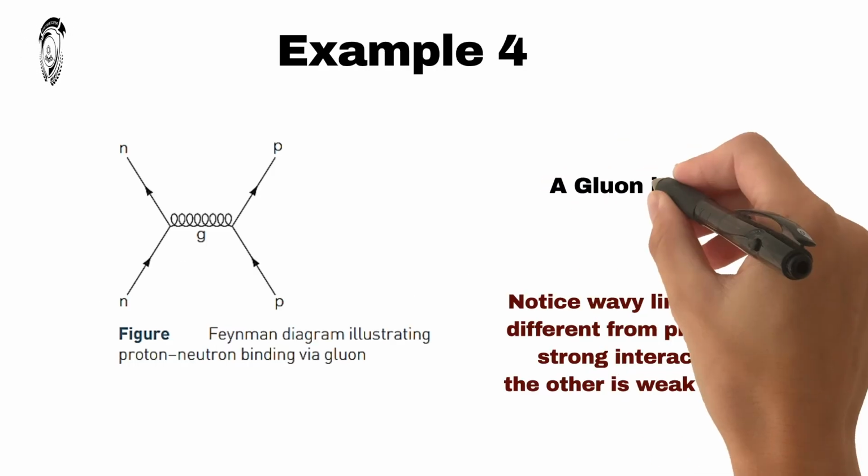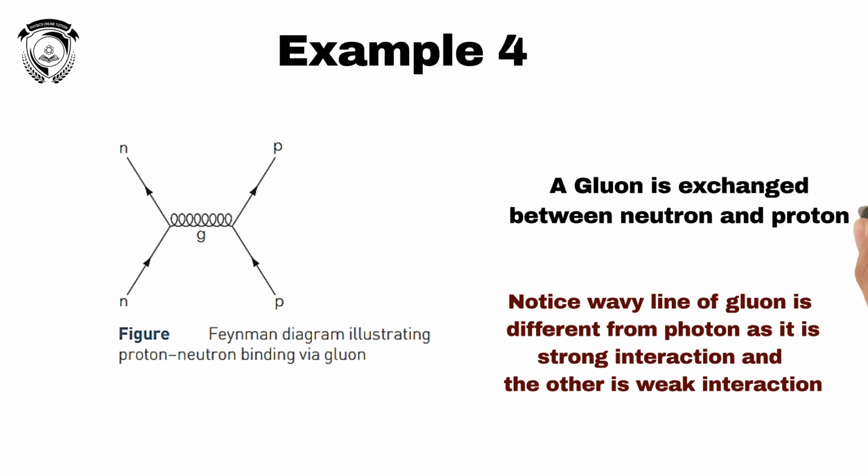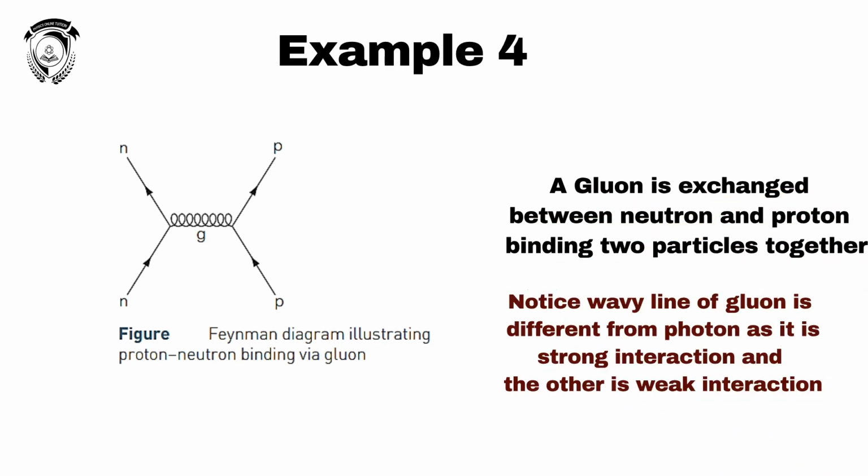Example number 4. You can see a gluon is actually an exchange particle between a neutron and a proton which are going to bind together. You also notice the wavy line of the gluon.